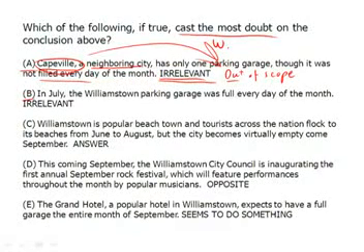B, in July, the Williamstown parking garage was full every day of the month. Notice this is July. What is that going to tell us about September? Nothing. And so again, irrelevant. Let's get rid of both of those guys. Let's look at C. Williamstown is a popular beach town, and tourists across the nation flock to its beaches from June to August, but the city becomes virtually empty come September.